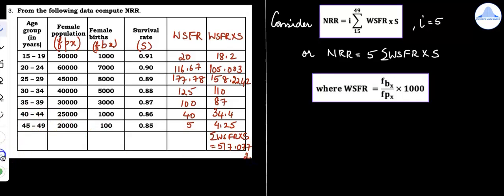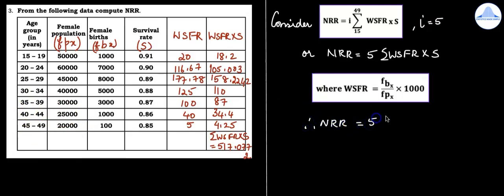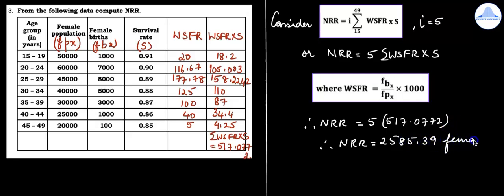So now let us substitute these totals in the NRR formula. Therefore we get NRR is equal to 5 into 517.0772, or NRR is equal to 2585.39. We write female births per 1000 women.